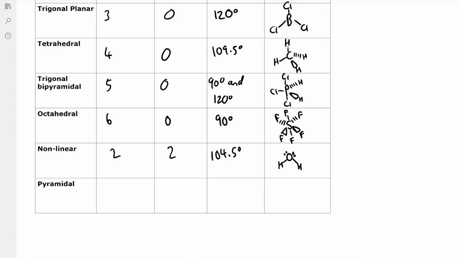Then finally, we have pyramidal molecules. And this is where we have 3 bonding pairs and 1 lone pair. And this reduces the bond angle from trigonal planar, which is 120 degrees, to 107 degrees. So an example of a pyramidal molecule is ammonia, because the nitrogen has 1 lone pair and 3 bonding pairs.